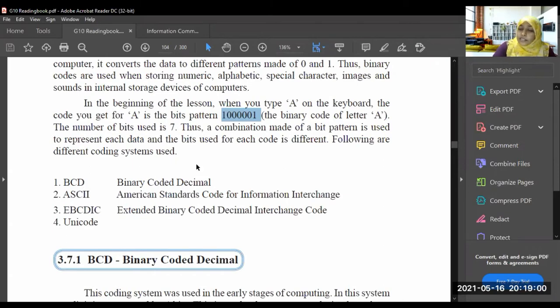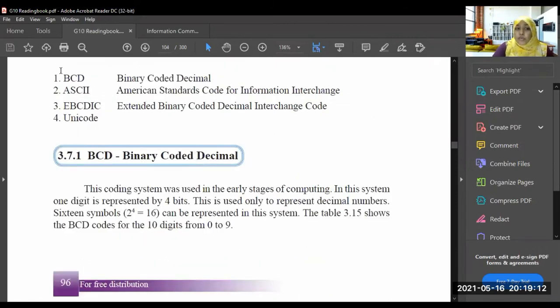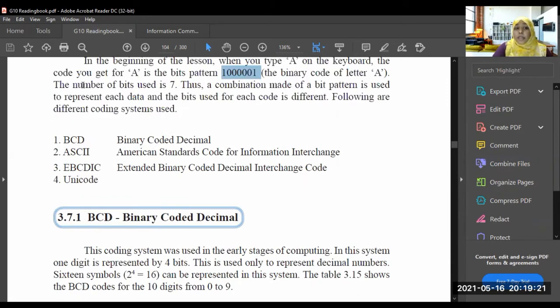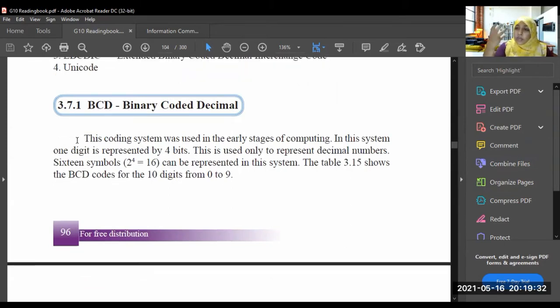Following are the different coding systems used. From the beginning till now, there are some different coding systems we are using. First of all, they used the binary coded decimal, the BCD coding system. So what is BCD? Binary coded decimal. What is a binary coded decimal? Now you know, when you are writing a program, you should use these codes. Understood?